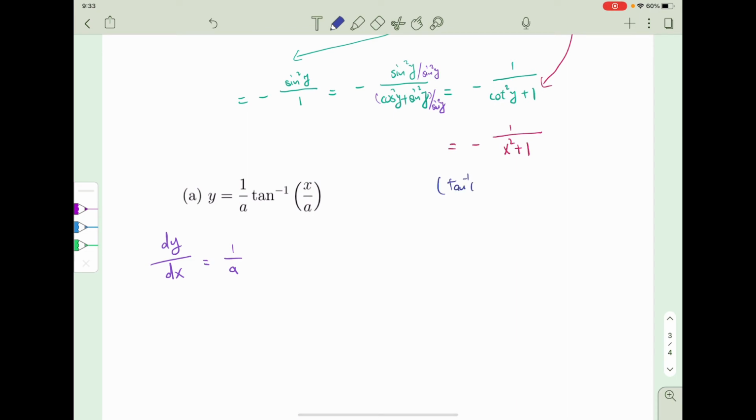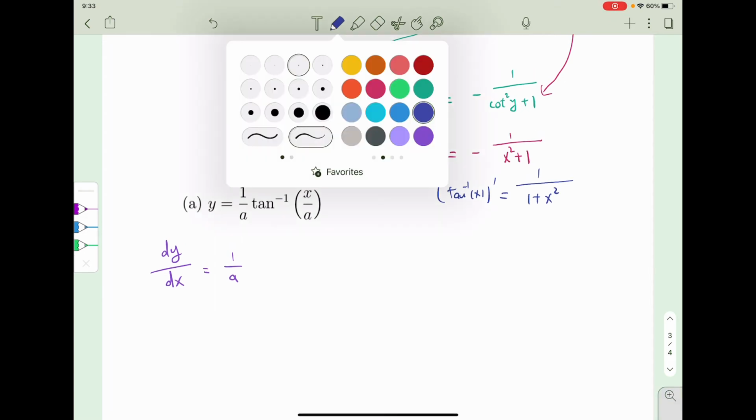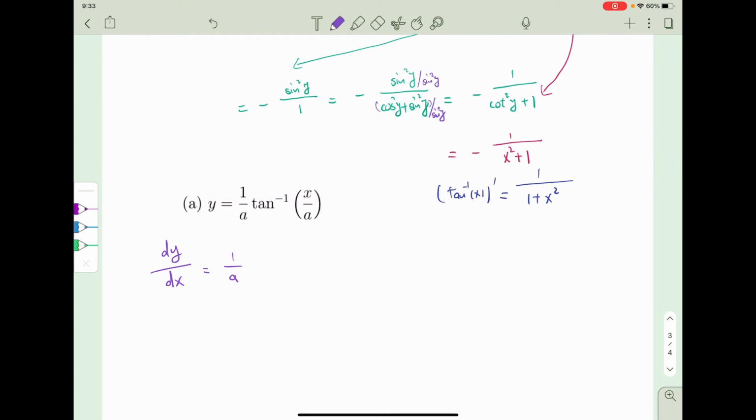The derivative of tangent inverse x is equal to 1 over 1 plus x squared. Remember this. So we're using this here. Now it becomes 1 over 1 plus x squared, but this x squared is replaced by the inside function x over a. That is just the first step of the chain rule. The second step of the chain rule is to derive the inside function, which is x over a, so we get another 1 over a here.